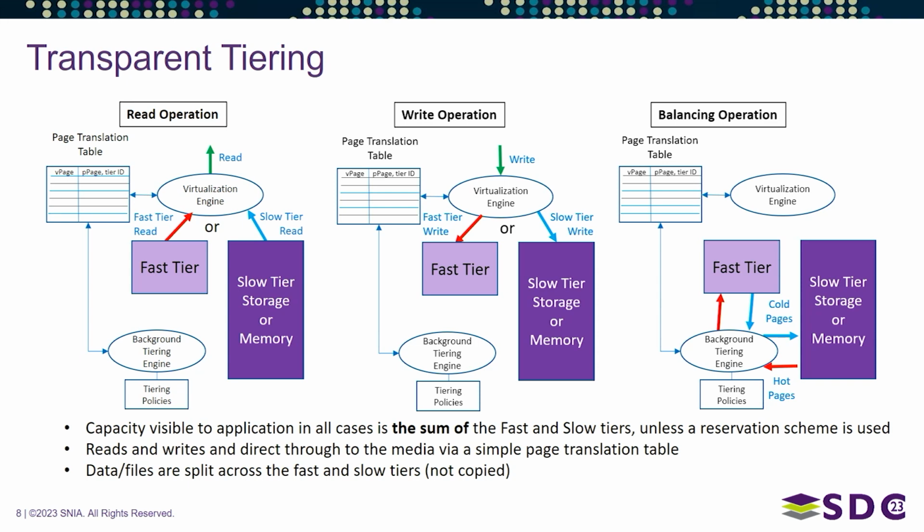So that's the difference between caching and tiering at the very, very high level. The important concept is data is split across fast and slow. You can have a file that maybe has 10% on the fast tier and 90% living on the slow tier, but the virtualization layer in that virtualization engine will make sure it still appears as one contiguous block of a file or storage or memory.